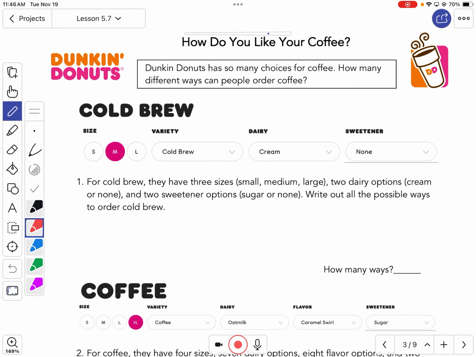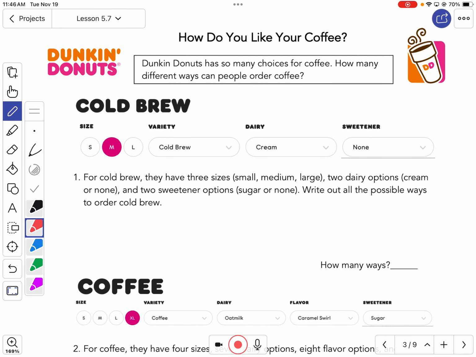So let's see. We're going to Dunkin'. Now, their coffee has like 500 calories in it, so don't buy their sweetened coffees. It's bad for you. So for cold brew, they have 3 sizes. They've got small, medium, and large. And then for 2 dairy options, they've got cream or no cream. And then for sweeteners, sugar or no sugar. And so we want to write out all the possible ways we could order cold brew.